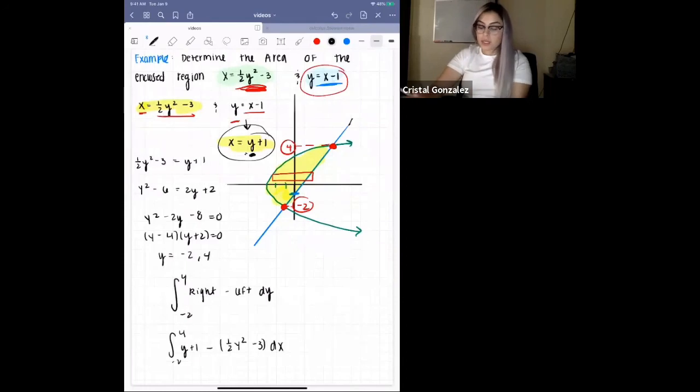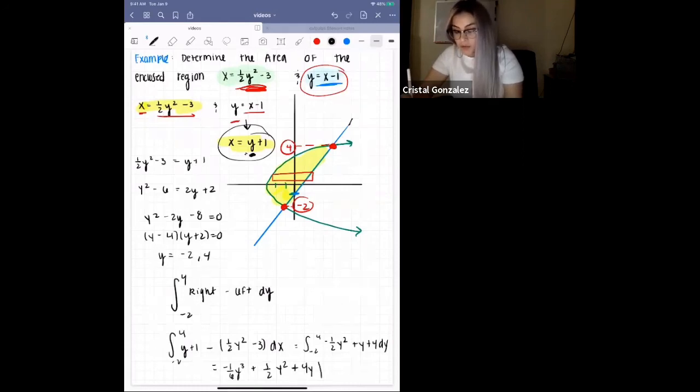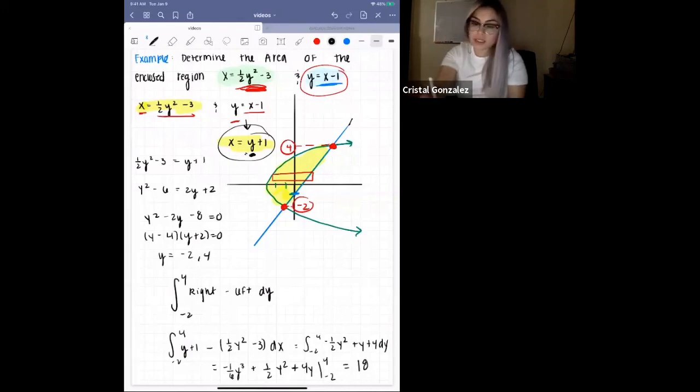And then from here, you're just going to integrate like normal. This is going to be the integral from -2 to 4 of -1/2 y squared, I'm just simplifying everything, plus y plus 4 dy. And if we integrate this, we will get -1/6 y cubed plus 1/2 y squared plus 4y, from -2 to 4. And if we evaluate this, I did it ahead of time, we'll get 18.